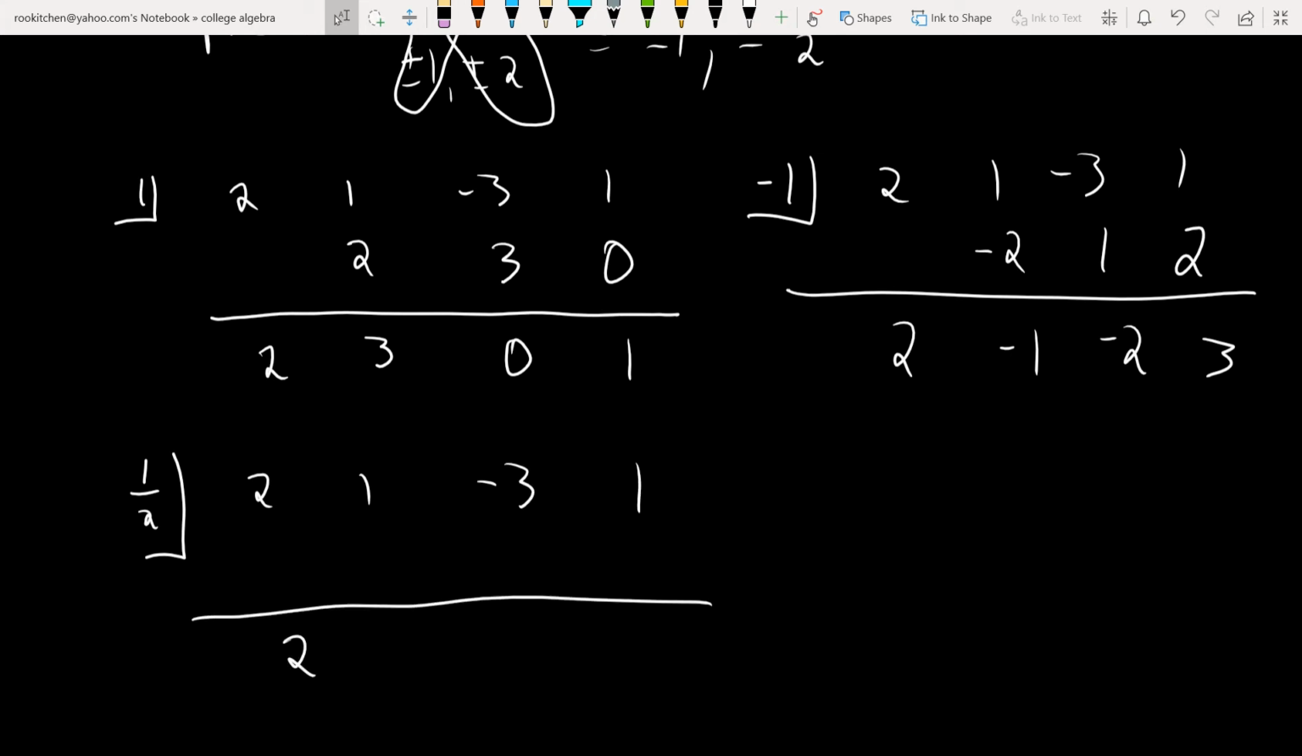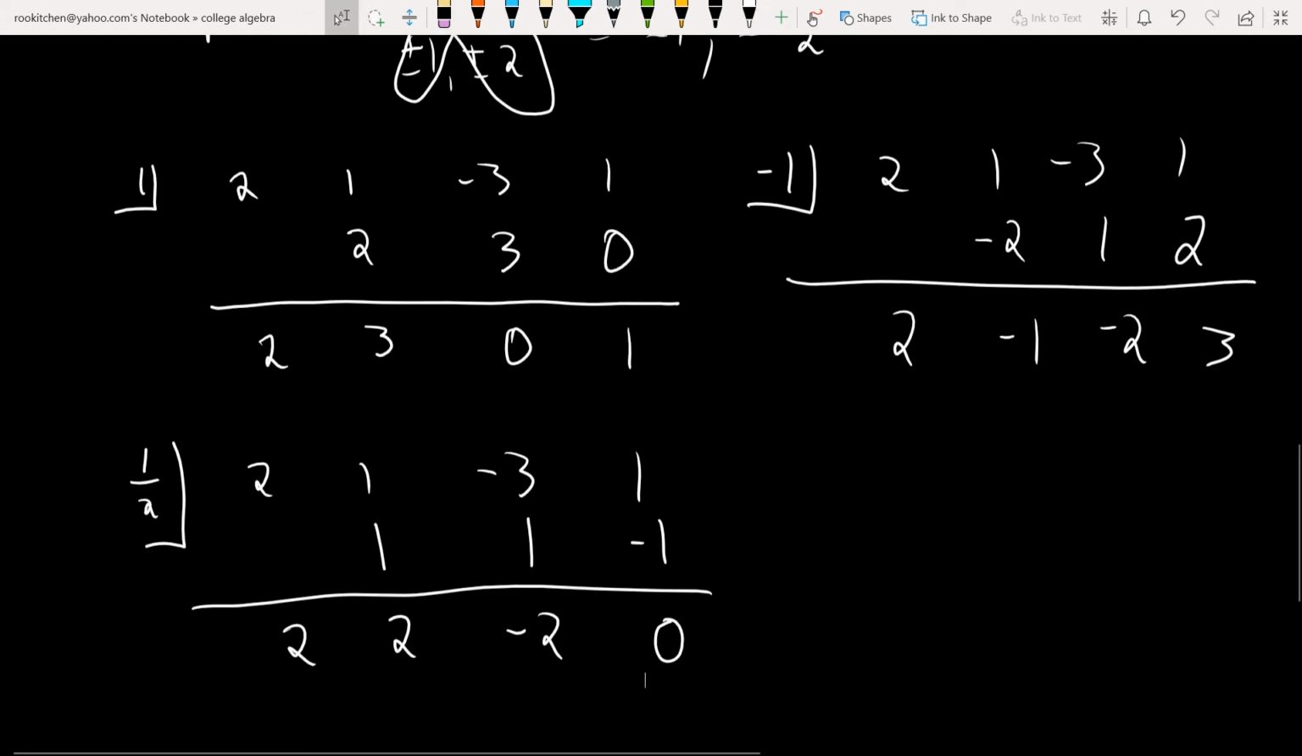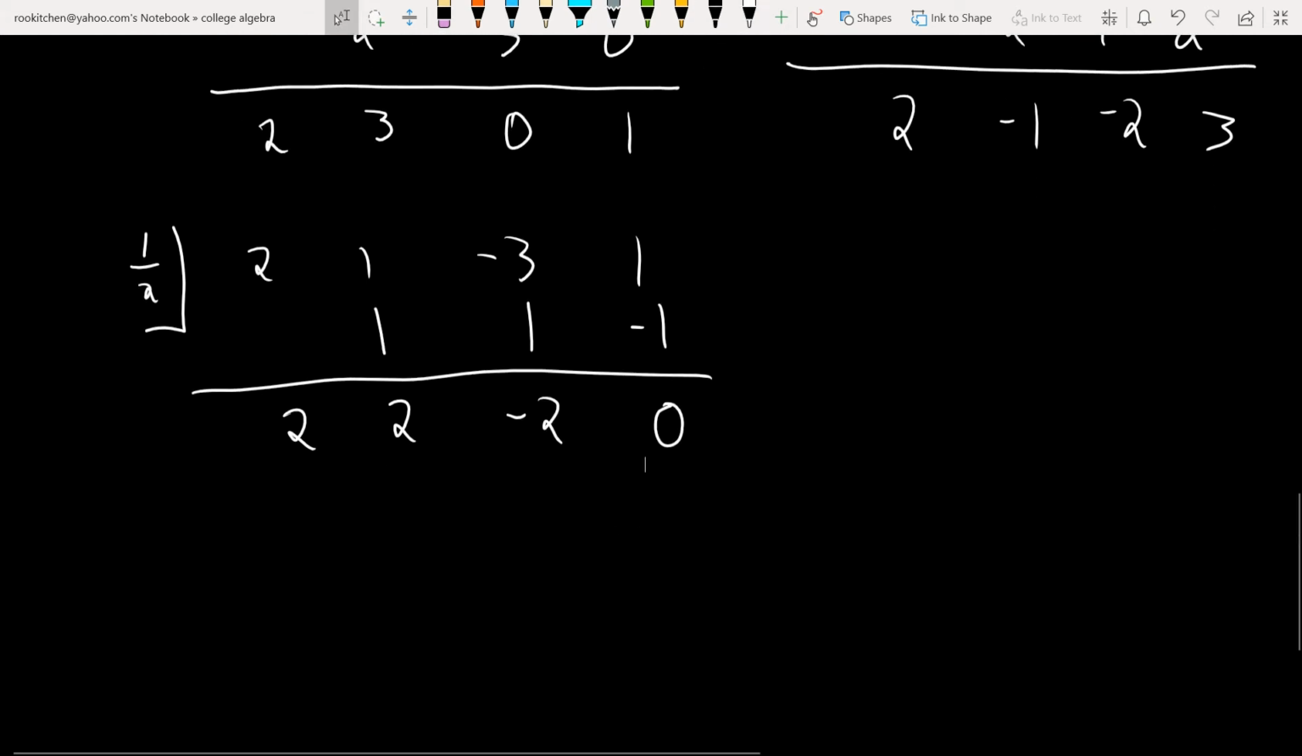Bring down the 2. 1/2 times 2 is 1. 1 plus 1 is 2. 1/2 times 2 is 1. -3 plus 1 is -2. 1/2 times -2 is -1. 1 plus -1 is 0. Okay, so I got it. Now it's a matter of factoring it completely.